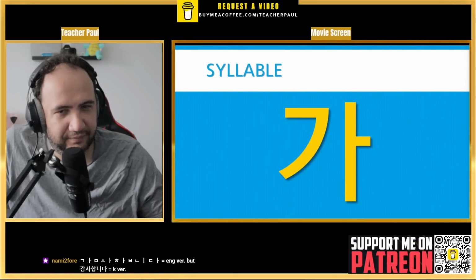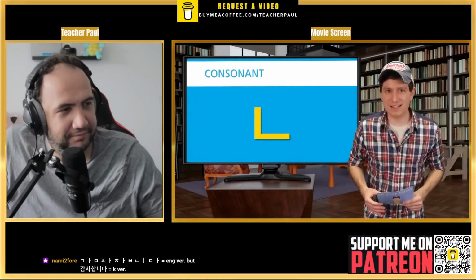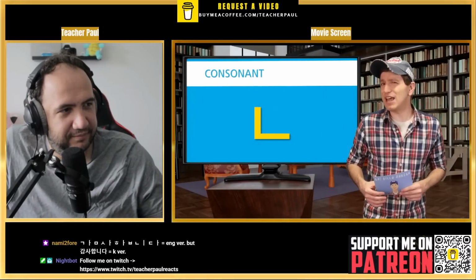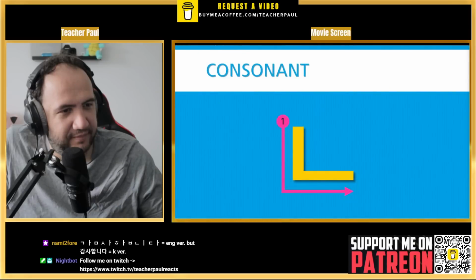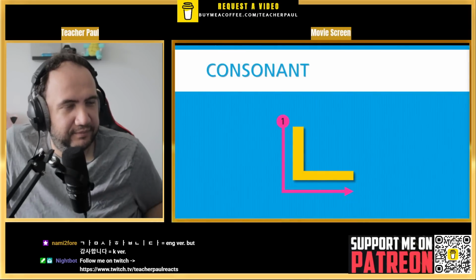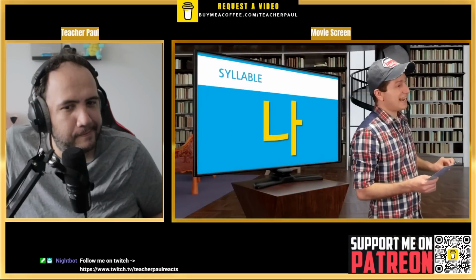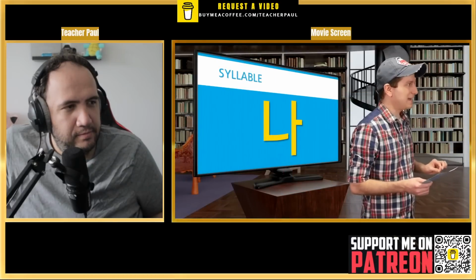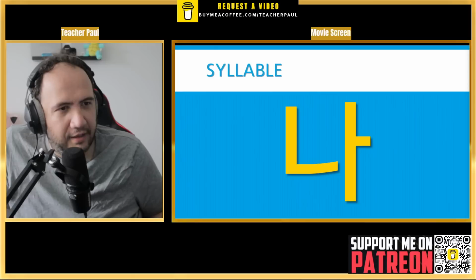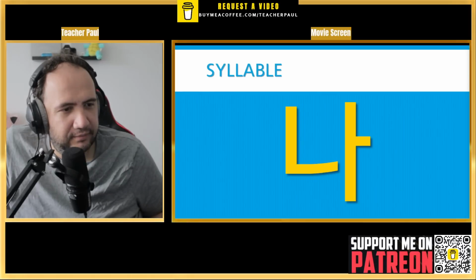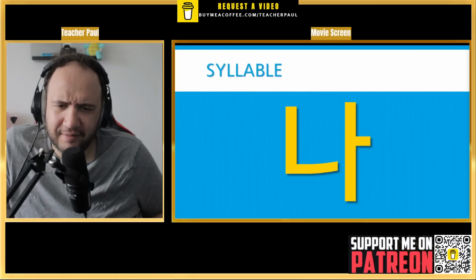Okay, let's move on. So here's our next consonant, and it's pronounced kind of like an N in English. The stroke order for this one is just one stroke. It starts from the top, going down, and then to the right. All right, let's put this consonant together with our previous vowel and hear exactly what it sounds like. Na. Na.